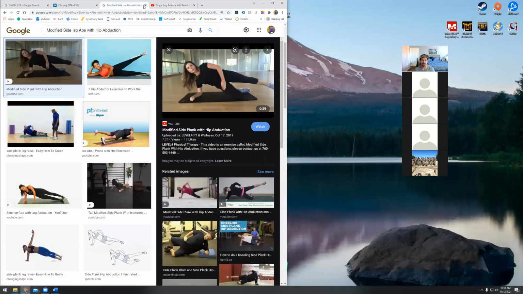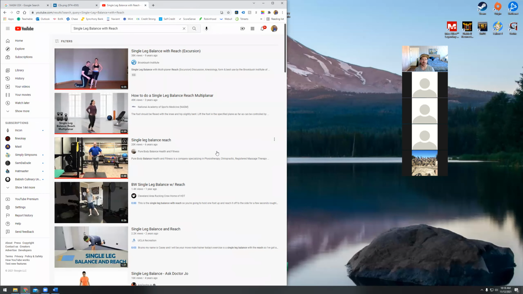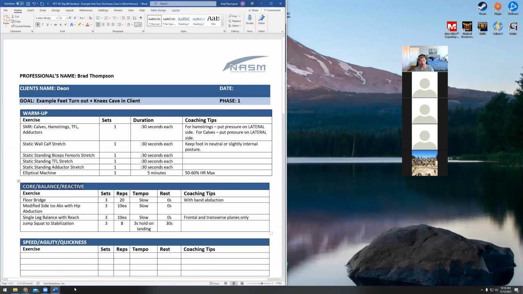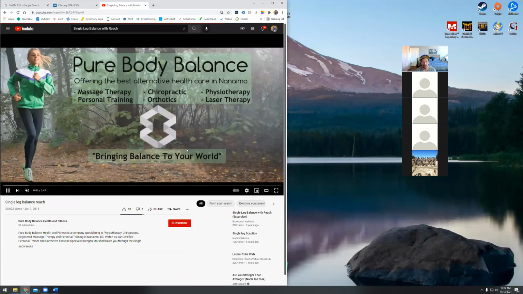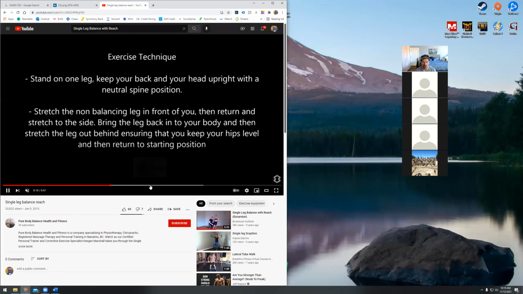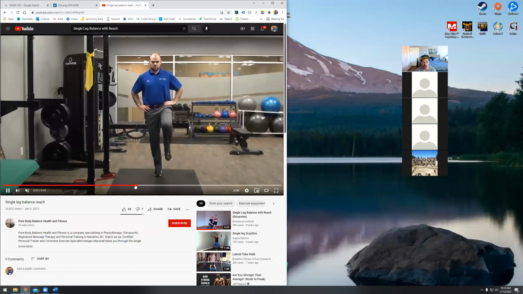Now this is a balance exercise. So moving outside of just direct strengthening movement, those are really like for our core, right? You can see we call this the core balance reactive section. Floor bridge is for your core. Modified side iso abs is very much for your core. But the single leg balance with reach is a really good example of a balance exercise that's going to strengthen those knee stabilizers. So he's standing on one leg, and he's going in all three planes of motion, right?